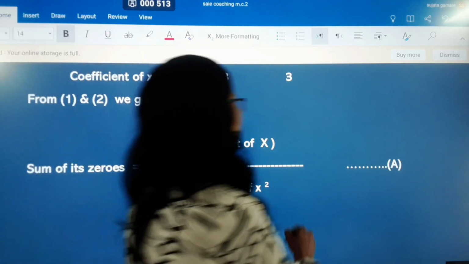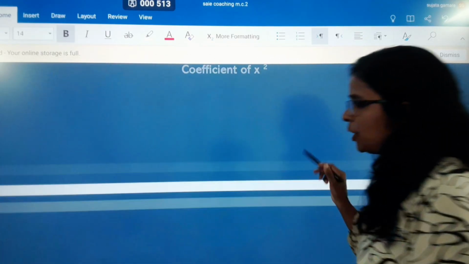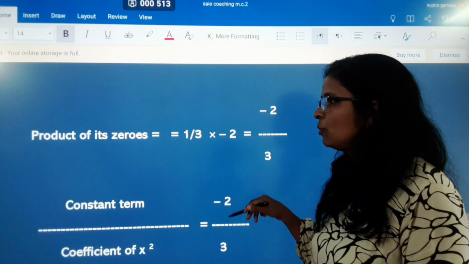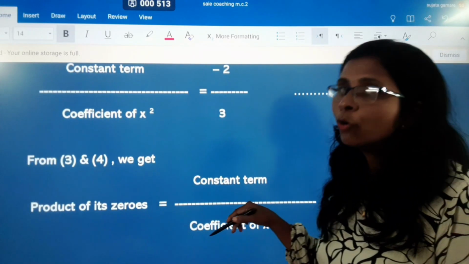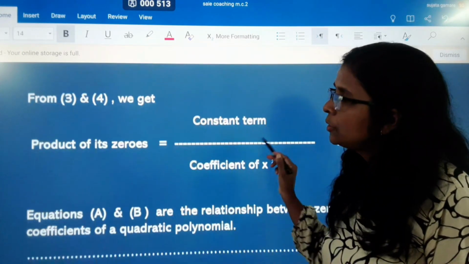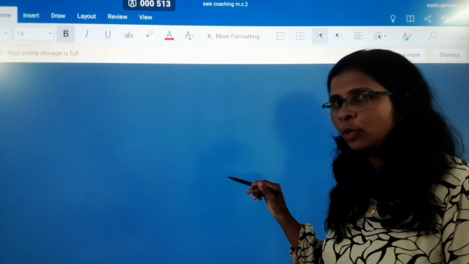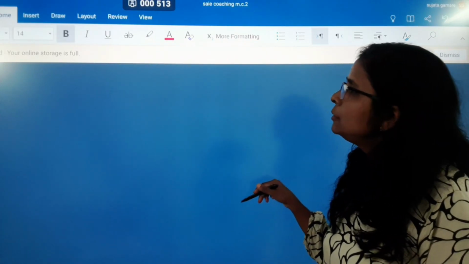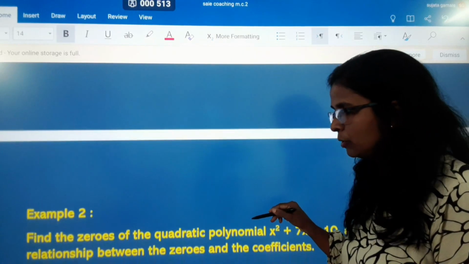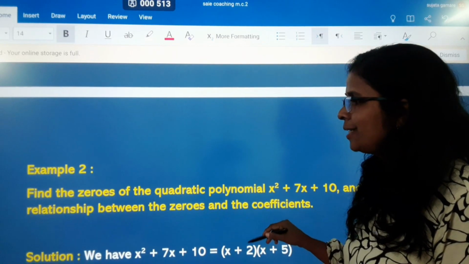So this way we get the relationship between the coefficients of the polynomial and the zeros of the polynomial. Let us see the next example.